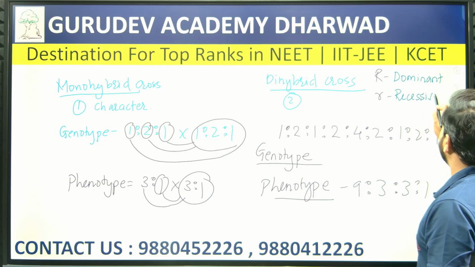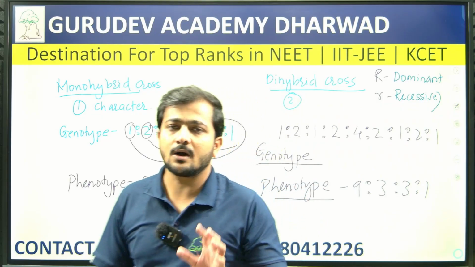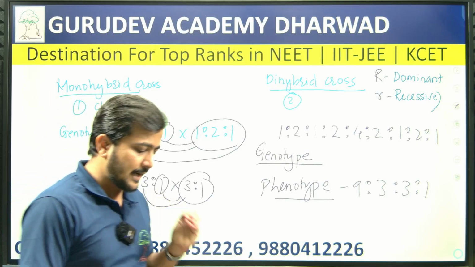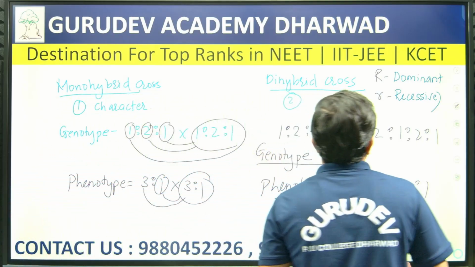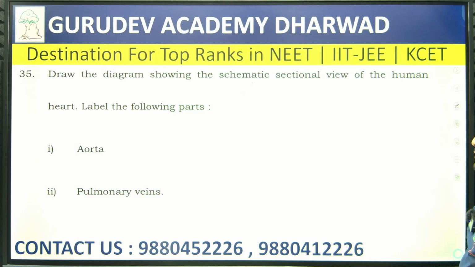If you understand this, then there will be an easy method to understand what type of character, genotype or phenotype we are going to get in the different generations, right? So we'll see the next question, right?